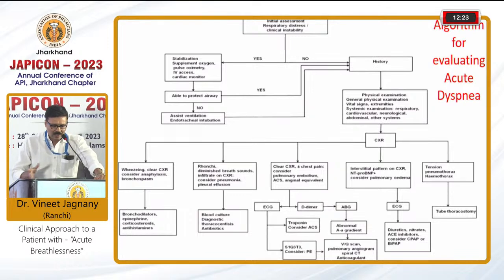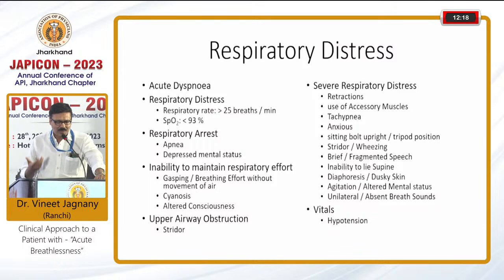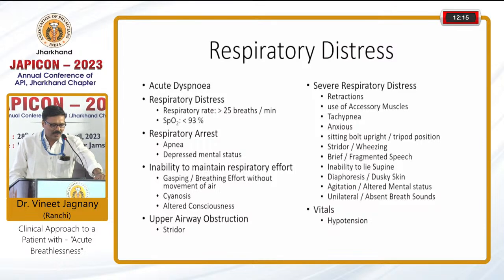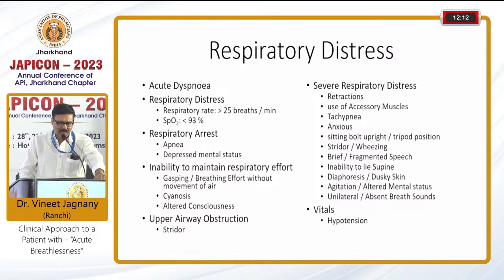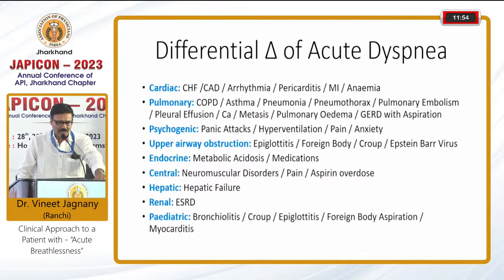This is an algorithm to approach dyspnea. Sometimes patients present with respiratory distress where the respiratory rate may be more than 25 with SpO2 of less than 93, and the patient may present with respiratory arrest. There could be gasping cyanosis where the respiratory effort is minimal. Upper airway obstruction presents with stridor, and there is use of accessory muscles, tachypnea, and anxiety when there is severe respiratory distress, and the patient may present with hypotension. So the differential diagnosis of acute dyspnea could be cardiac, pulmonary, psychogenic, obstructive, endocrinal, central, hepatic, renal, or pediatric causes.